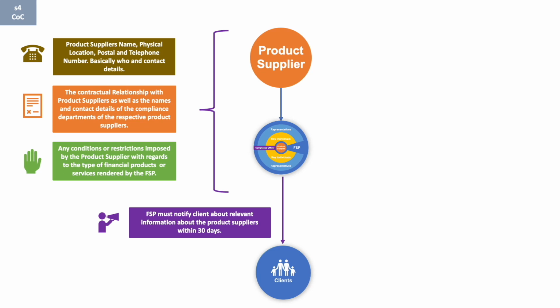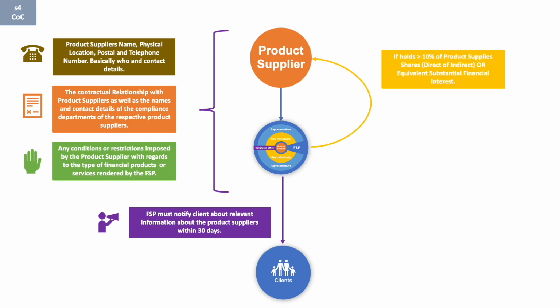All these are important as they provide the client with an understanding of the relationship between the FSP and the product supplier, so that the client can make an informed decision knowing that the FSP and the product suppliers have a relationship and an agreement with each other. Here we see that when there is a financial interest held by the FSP with the product supplier, the FSP must communicate and disclose this fact to the client.